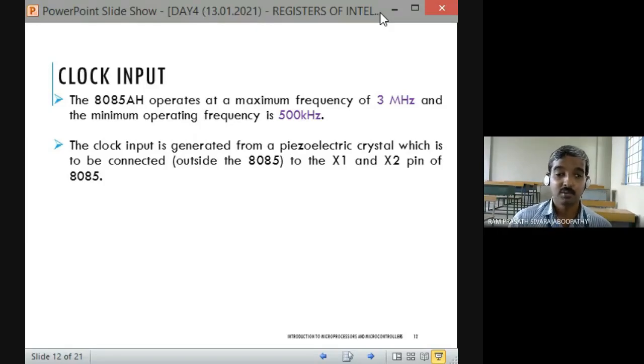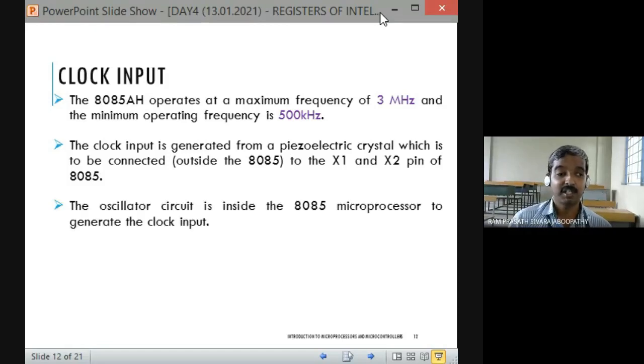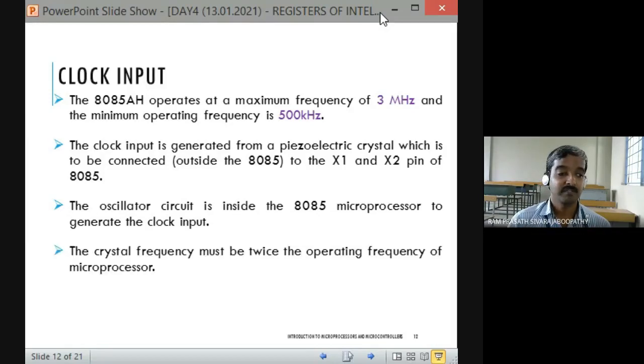Correct? So internally it has an oscillator circuit. It will generate the clock pulse. Fine. The component, the piezoelectric crystal, must be connected at the X1 and X2 pins. The oscillator circuit is inside the 8085 microprocessor to generate the clock input. The crystal frequency must be twice the operating frequency of the microprocessor. Carefully underline this particular sentence.